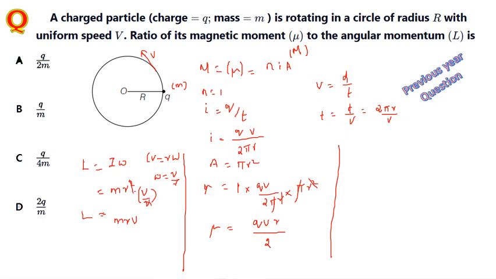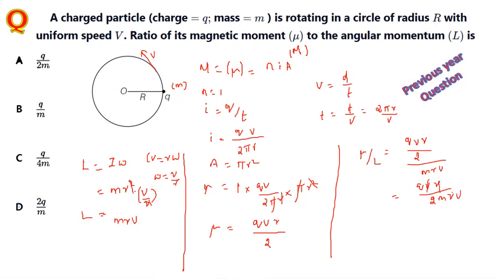So what they are asking in this case is mu divided by L. The mu value here is qvr divided by 2, and whole divided by L, which is m r into v. Now for this one, I just mentioned qvr divided by 2 m r into v.